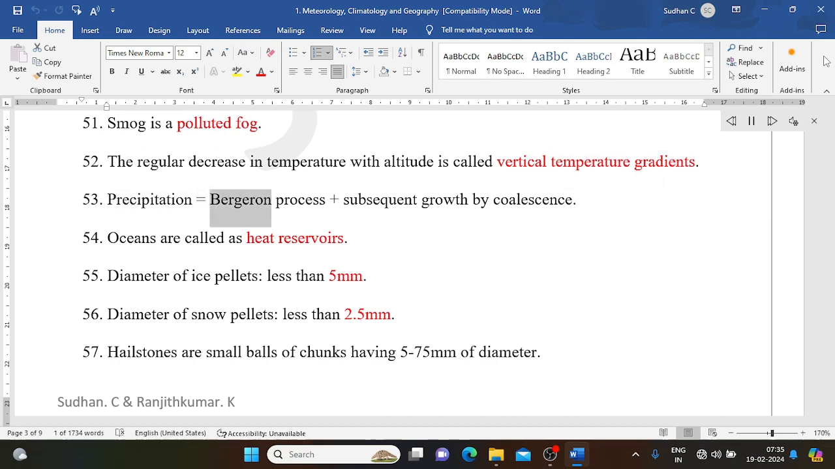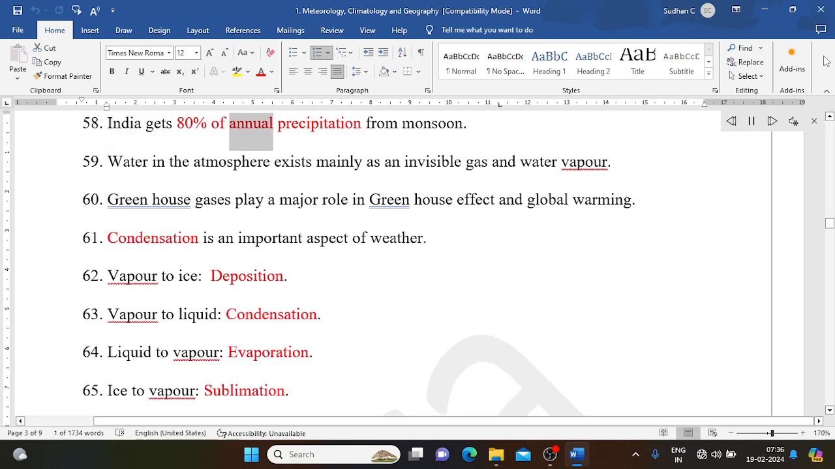Precipitation equals Bergeron process plus subsequent growth by coalescence. Oceans are called heat reservoirs. Diameter of ice pellets, less than 5 millimeters. Diameter of snow pellets, less than 2.5 millimeters. Hailstones are small balls or chunks of ice having 5 to 75 millimeters of diameter. India gets 80% of annual precipitation from monsoon.